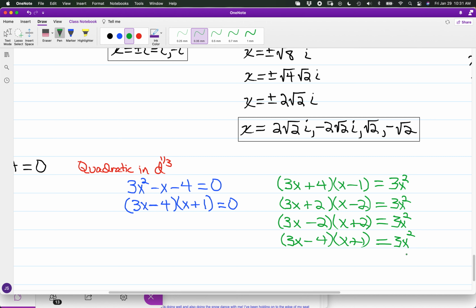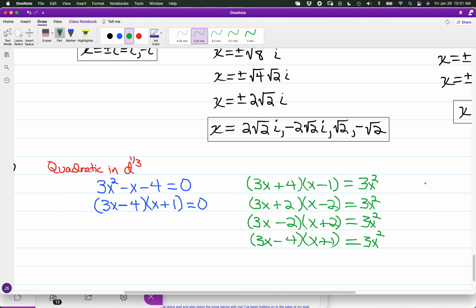the first product will be 3x squared. Now the last product, you're still going to have it negative 4. But we need the combination of the outside and the inside products to amount to negative x. And guess what? I got minus 3x plus 4x. So that's going to be a positive x.